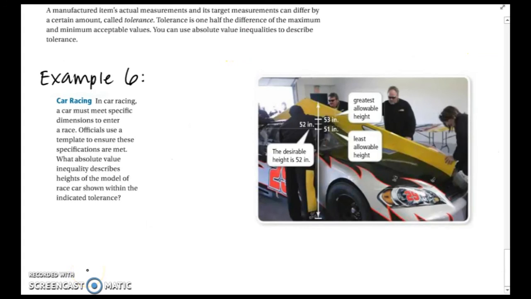Before we solve example 6, let's talk about what the word tolerance means. When we're manufacturing an item, tolerance comes into play. A manufactured item's actual measurements and its target measurements can differ by a certain amount, which is called the tolerance. Tolerance is basically how far away the actual measurements can be from the target measurements and still be produced. So the tolerance is 1/2 the difference of the maximum and minimum accepted values. So you definitely want to write that down. We'll be using that fact for this last problem. And we're going to be using absolute value inequalities to describe this tolerance.